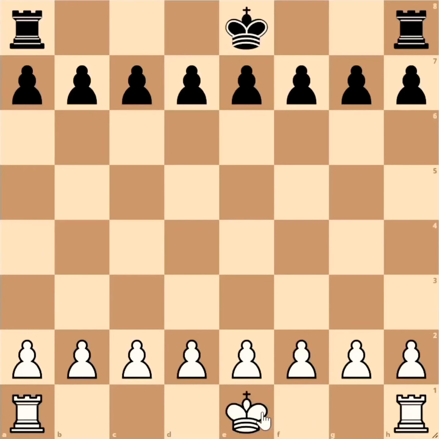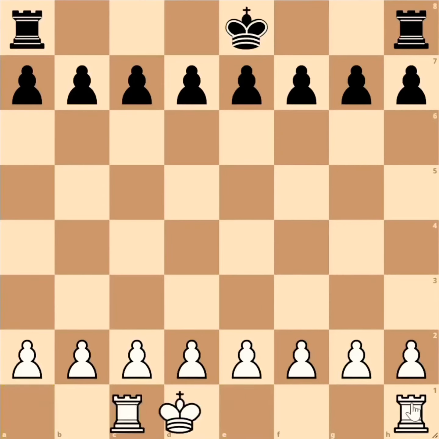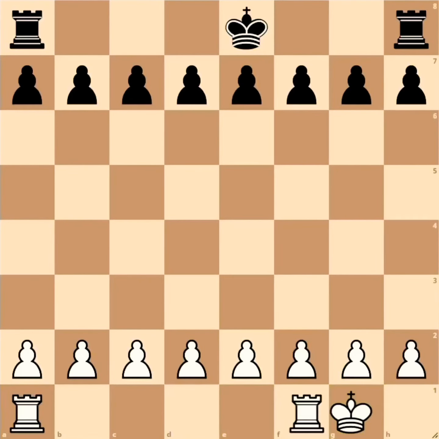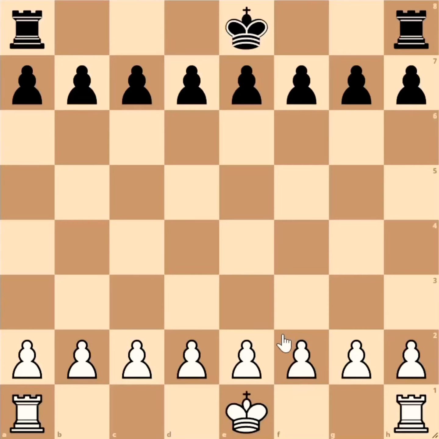For king side, you go 2 squares this way, and the rook goes also 2 squares. It just goes right next by the king. For queen side, however, you go 2 spaces this way, and the rook goes right next by it. So 3 spaces. This way, and this way.